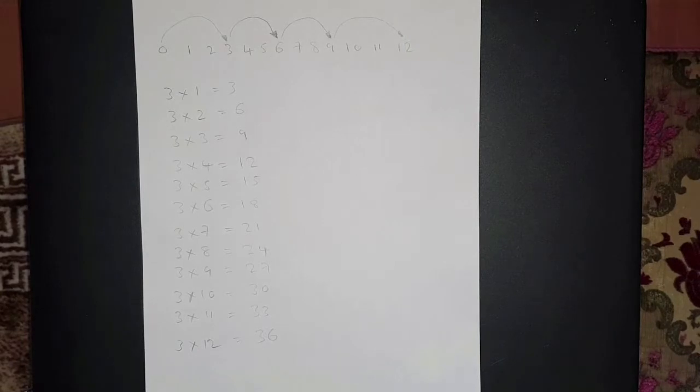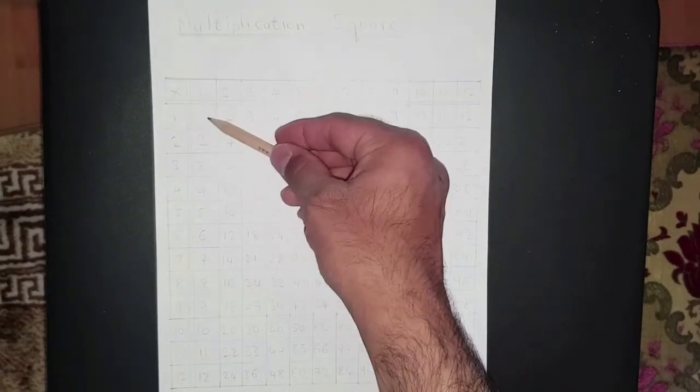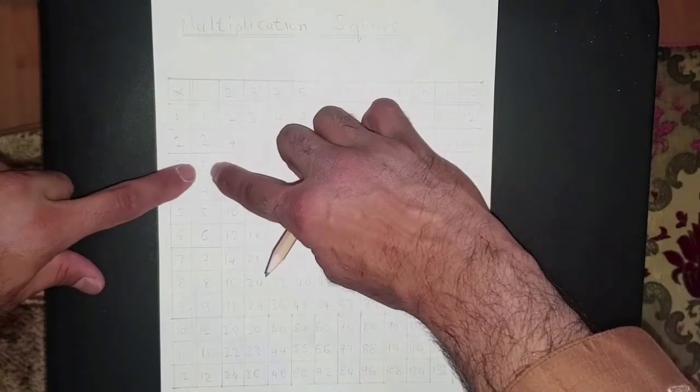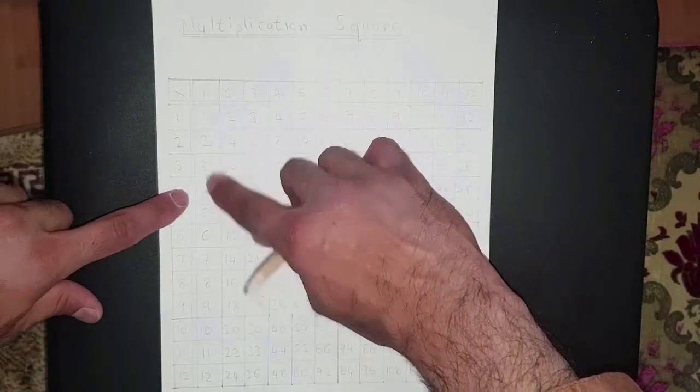Now let's look at the next stage. Okay, now that you've learned to count in steps, it's a good idea in this next stage to familiarize yourself with a multiplication square. Here you've got all the timetables in a chart. So let's have a look at this. Here's your 1 times table. 1 times 1 is 1. 1 times 2 is 2. 1 times 3 is 3. 1 times 4 is 4, and so on.